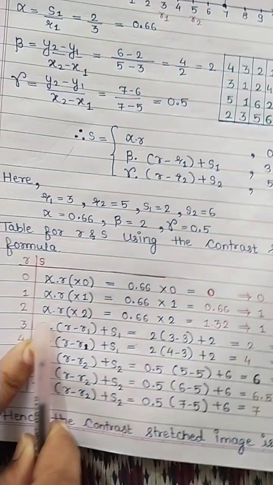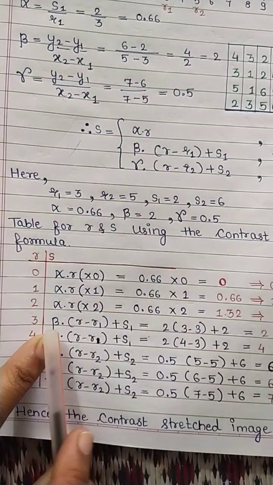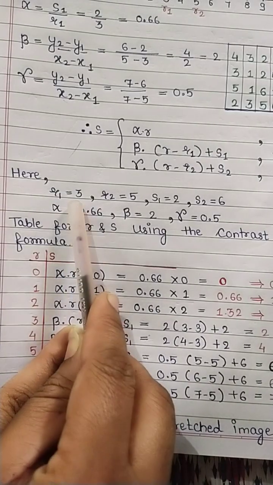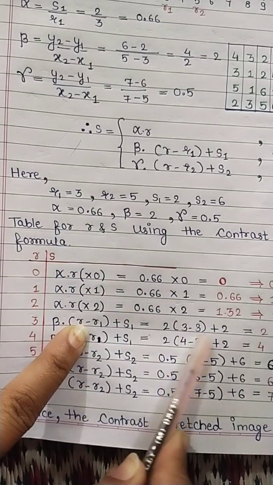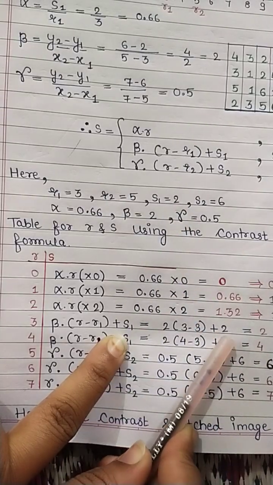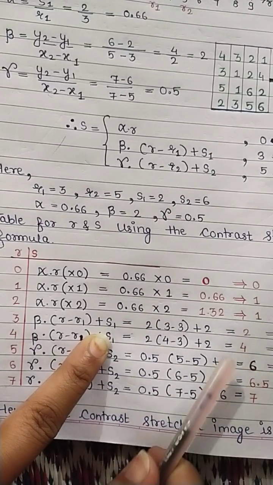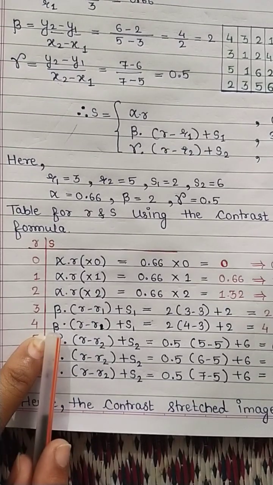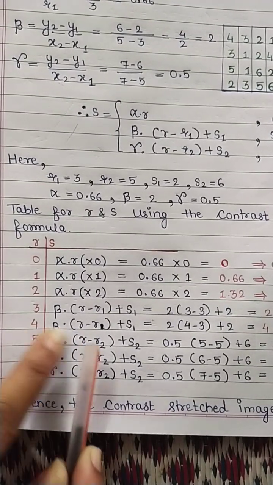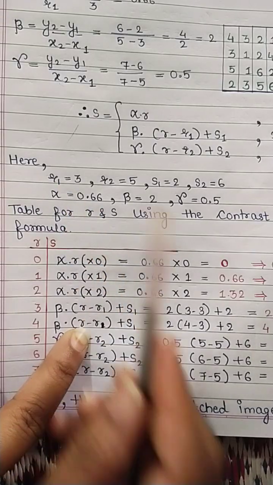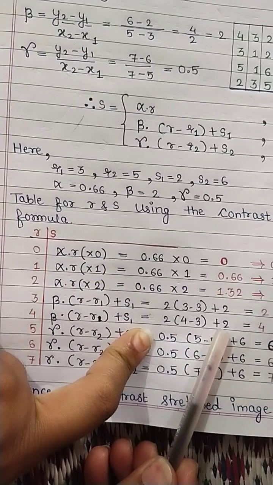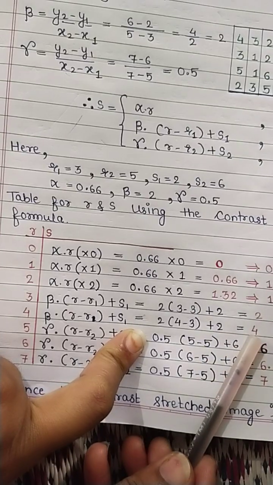Now we will put in the beta value we have calculated, it is 2. R value is 3. What is the value of R1? R1 is given 3. So 2 into 3 minus 3 plus S1. S1 is given 2, that is plus 2. Then we will get the output 2 here. Similarly, beta into R. Now the value of R is here 4, and R1 is 3. So 2 into 4 minus 3 plus 2, which is equal to 4.